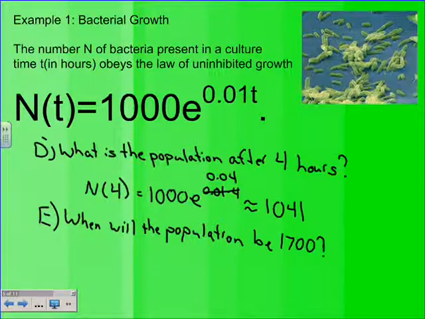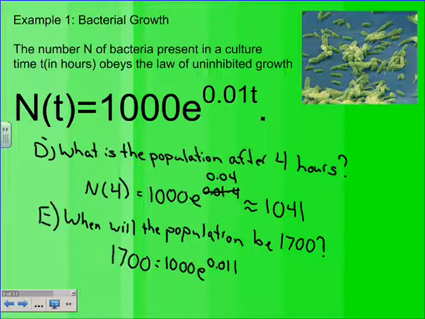Now what we don't know here is what? So we're going to solve for T. So I'm going to plug in 1,700 for N. So 1,700 equals 1,000 E to the 0.01 T.